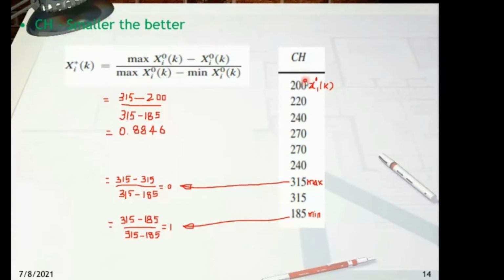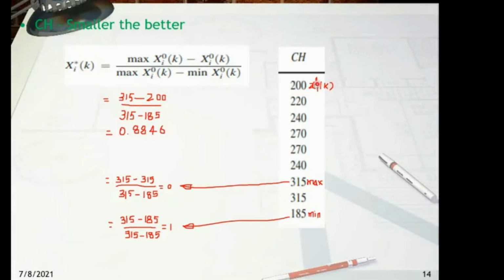You may be curious what will happen for the maximum value and what will happen for the minimum value. For the maximum value, it will be maximum minus xi of k, where xi of k is nothing but that particular value. So 315 minus 315, and the denominator is the difference, 315 minus 185. So it becomes 0. The one with the maximum value has a normalized value of 0. And the one with the minimum value becomes 1. Is this calculation part clear? Okay. So we take the maximum value minus xi of k, and the denominator is maximum minus minimum.